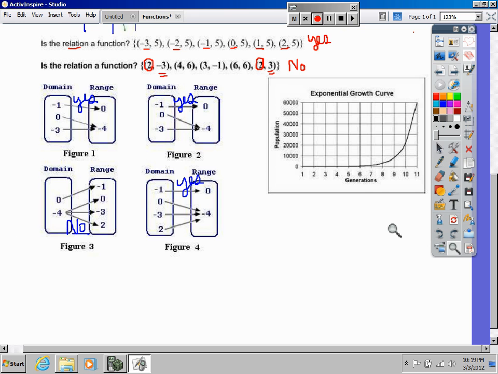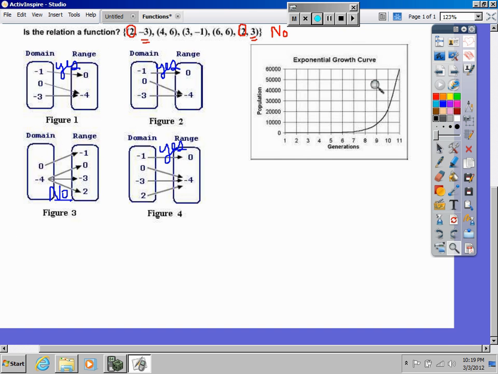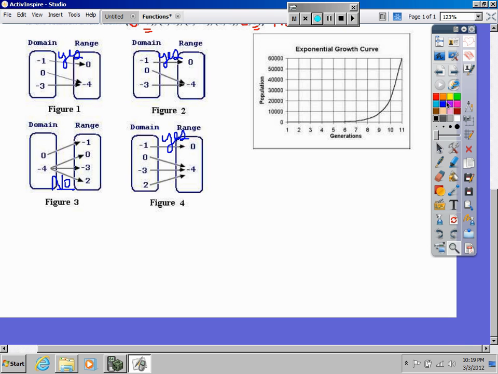Okay. Now we have a graph. This is exponential growth, and it looks like this. If I drew the vertical line test, yes, it would be a function. Remember, with exponential growth, it's y equals a times b to the x. And when you see this type of format, this is for exponential growth.